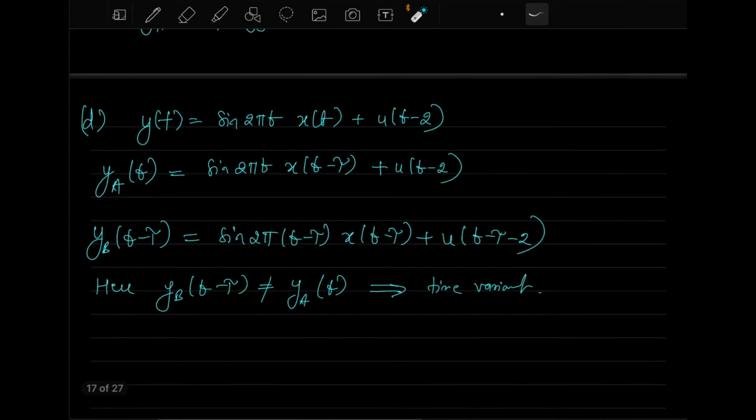For this case, if you observe, a similar thing will happen. If you do a time shift of the input signal, it will be x of t minus tau, and what you get at the output is ya. But when you replace the variable t by t minus tau here, all the variables involving t will be shifted by t minus tau, and now you can see that the two outputs are not equal. So this also clearly shows that both outputs are different, so the system is time variant.